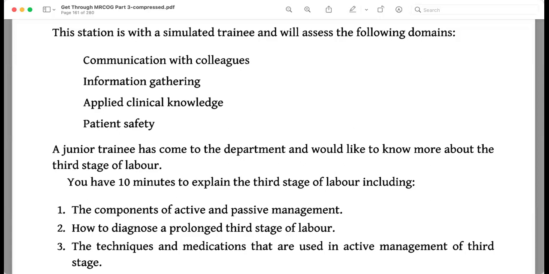This injection can sometimes cause nausea, vomiting, and some cramps, so we will tell the patients. And then after 30 minutes, or even before, when we see a sign of separation of placenta, as I mentioned before, we can start controlled cord traction. Am I clear so far? Yes, you are, of course. Do you have any question?